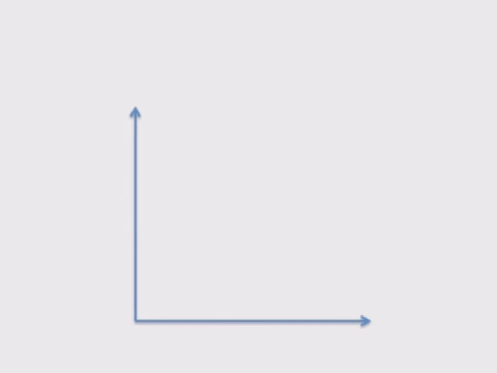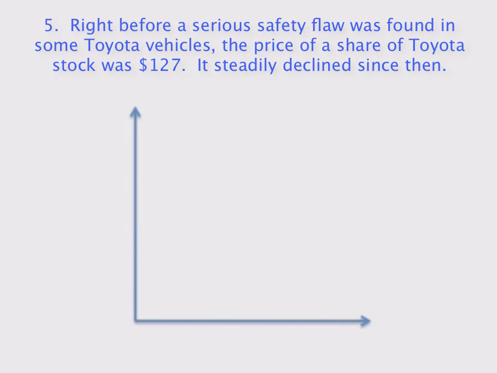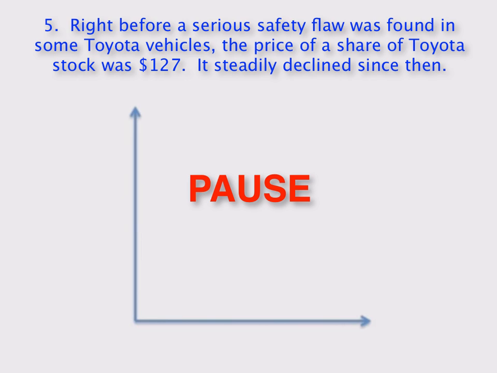Here are some slightly tougher ones. Right before a serious safety flaw was found in some Toyota vehicles, of course, remember this is totally hypothetical and made up, not true, didn't happen, the price for a share of Toyota stock was $127. It steadily declined since.